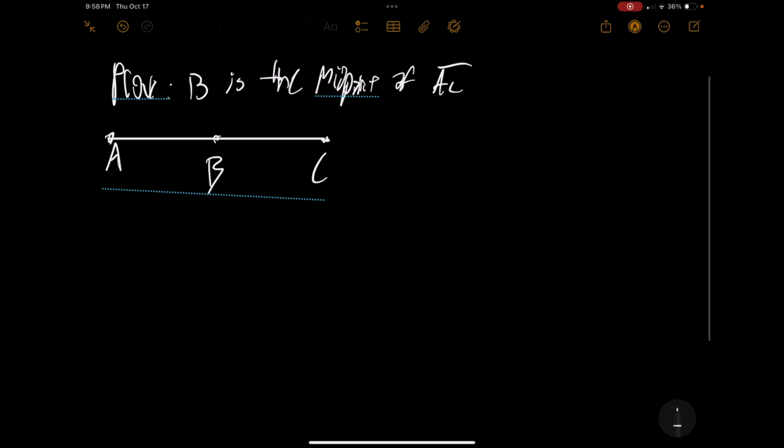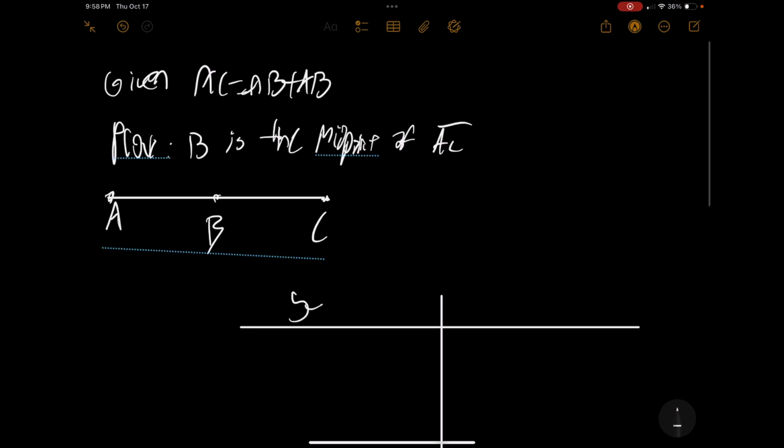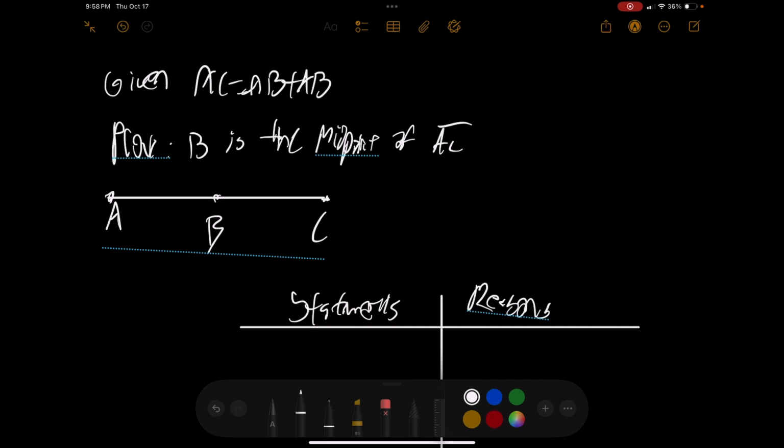So now let's jump right into our proof. What is the first thing we know about this? Sorry, let me write out a statement. So wait, what are we actually trying to prove? We're trying to prove B is the midpoint of AC.